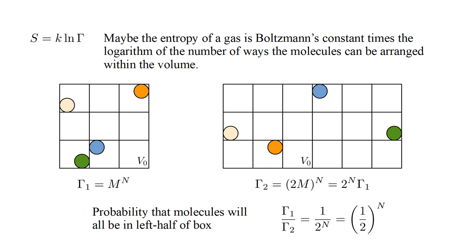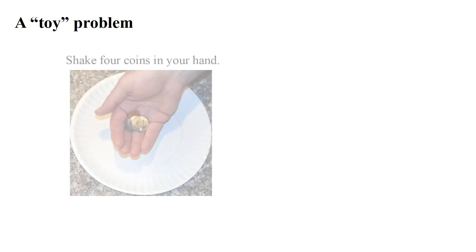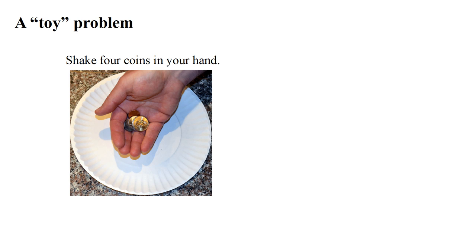This is a challenging problem. When faced with a difficult problem, one approach is to start with a toy problem, a problem that has some similarities to the hard problem, but is very much simpler to analyze. Our toy problem will be flipping coins.